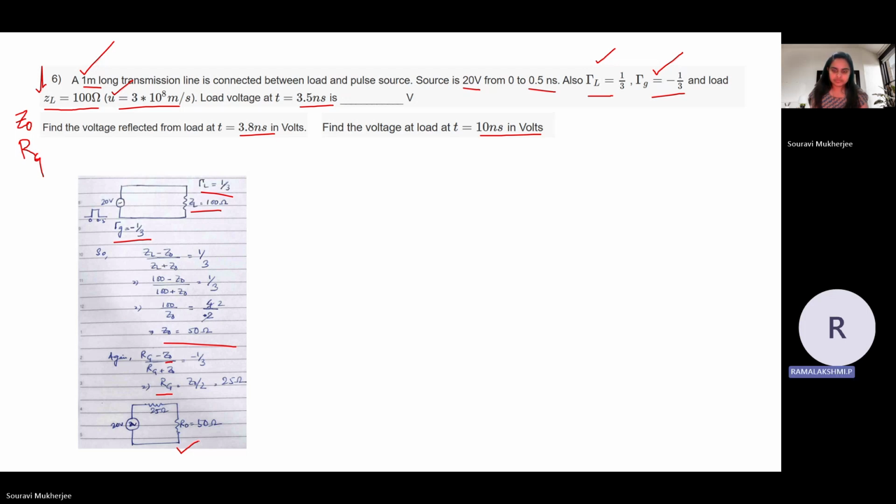Could you proceed, ma'am? Okay, so I would like you to solve first. See, you know ZL, you know Z0. From ZL, you have found Z0, you have found RG. So at the source end, you have a form like this. Based on this, can you first tell me.